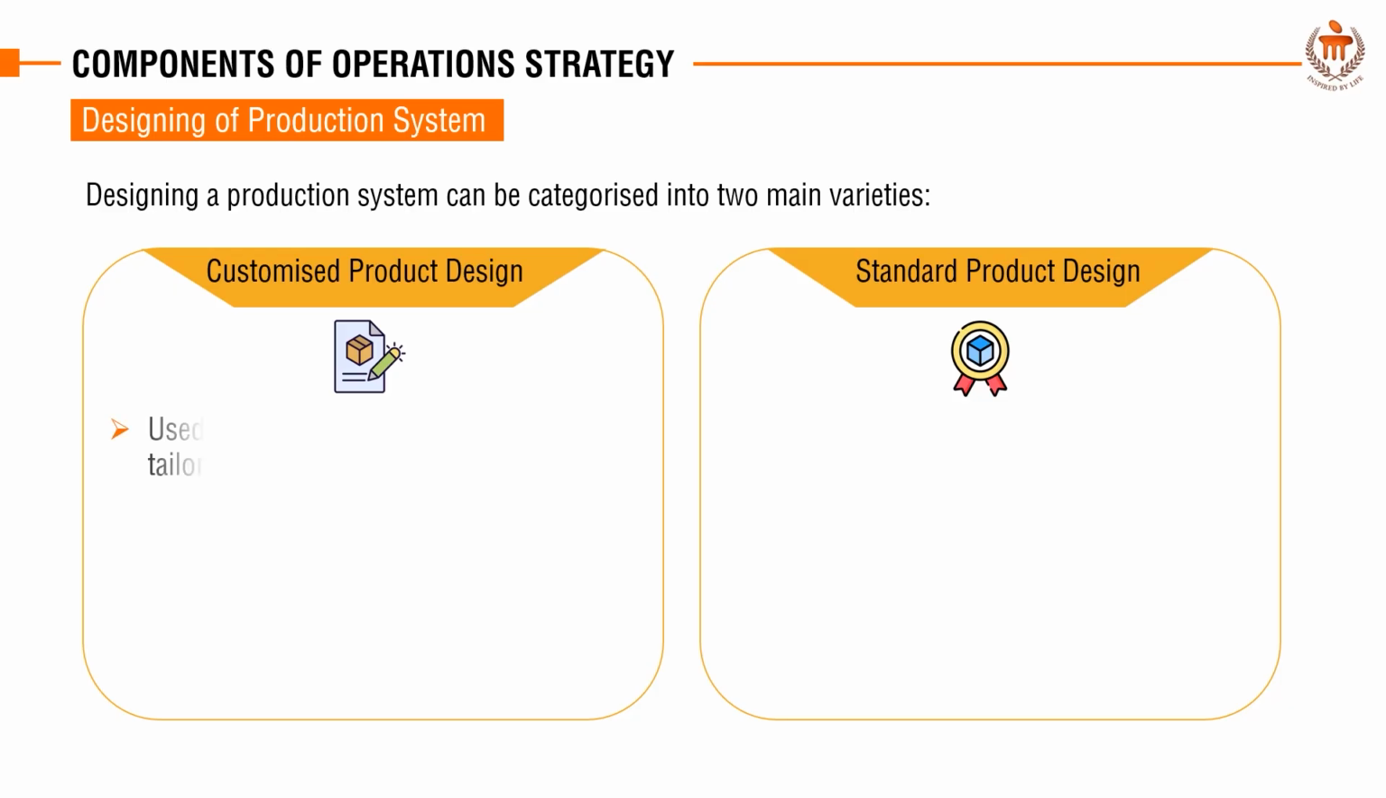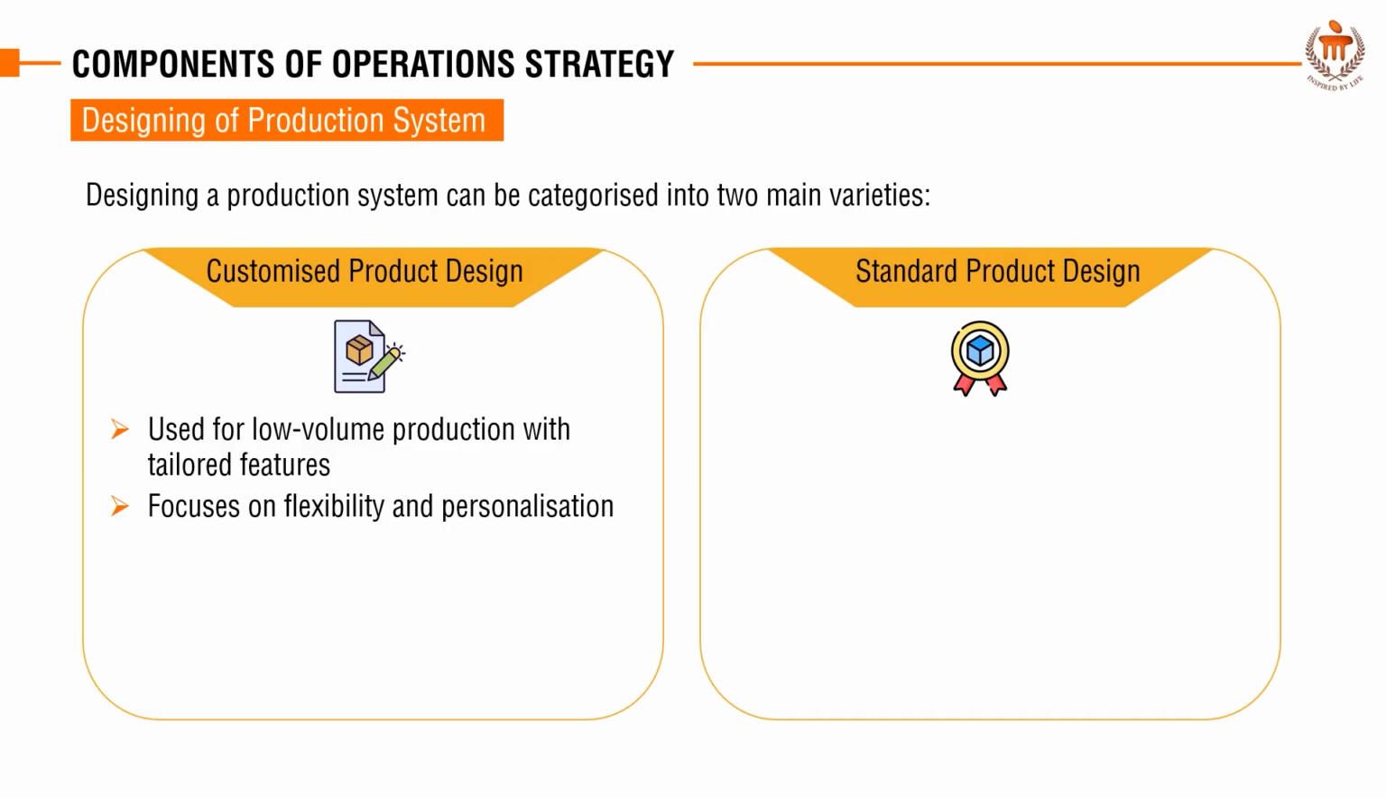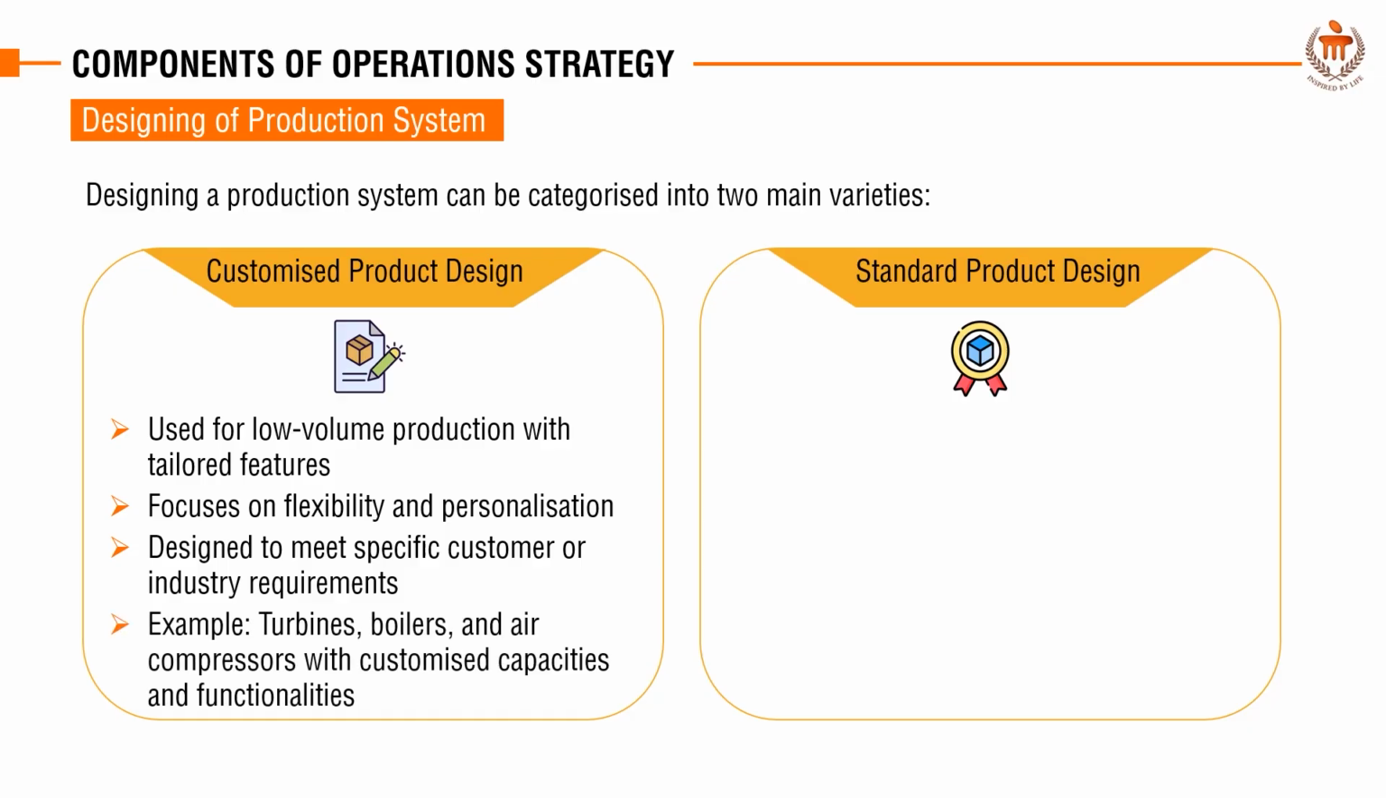Customized product design. Customized product design is employed when production volumes are low and the product requires special features tailored to individual customer specifications. This approach allows for flexibility and personalization, ensuring that the final product meets specific operational needs. For instance, industrial products such as turbines, boilers, and air compressors often fall into this category. Each of these products may need to be designed with particular capacities, efficiencies, or functionalities based on the unique requirements of the client or industry, leading to higher value and customer satisfaction.